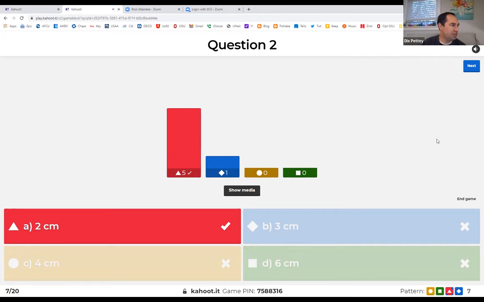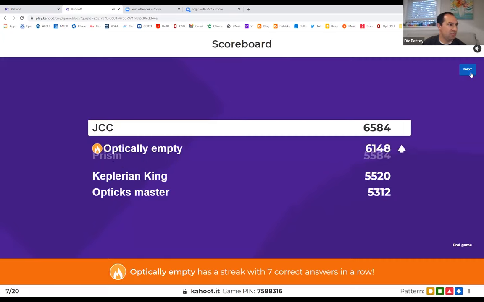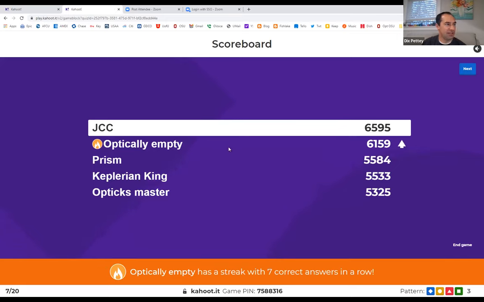Okay, so Jordy, rocking it on that one. So optically empty just made a push there. Who is optically empty? It's me. Allie, is that right? Yeah. Awesome. So Allie, can you explain how you got that answer and how you got it so quickly?